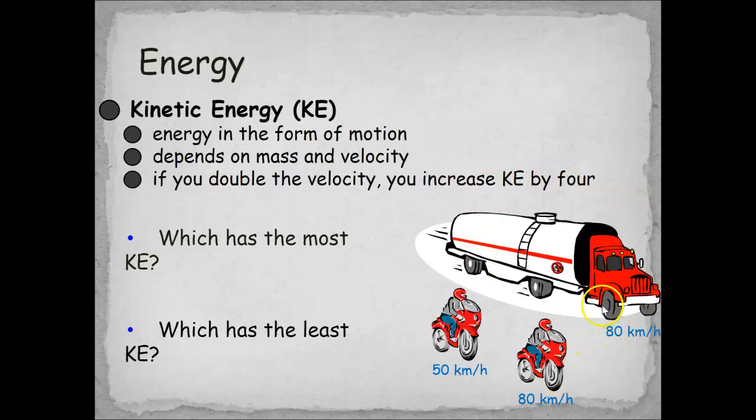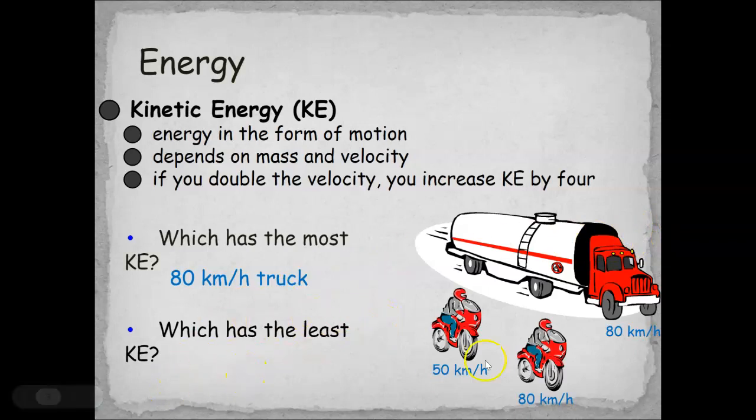So he's going the same speed as this motorcyclist right here. However, because the truck has more mass, he's going to have more kinetic energy. So in this image, just from these three objects, the tanker truck is going to have the most because he's got the most mass and he's going the fastest.